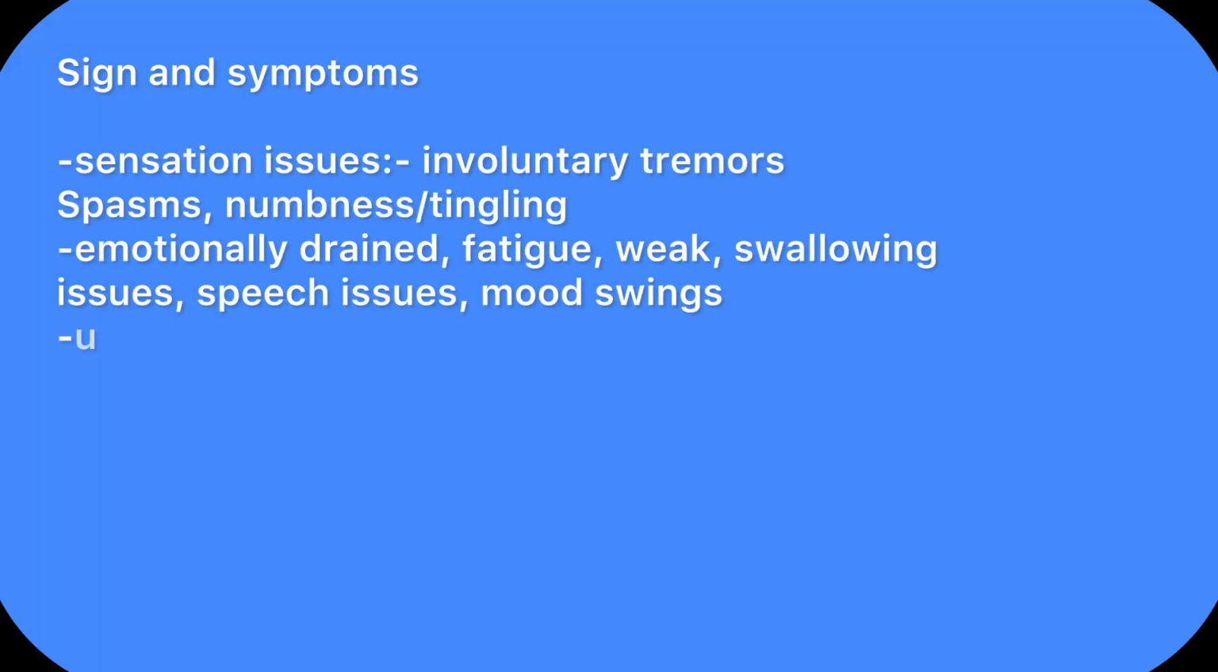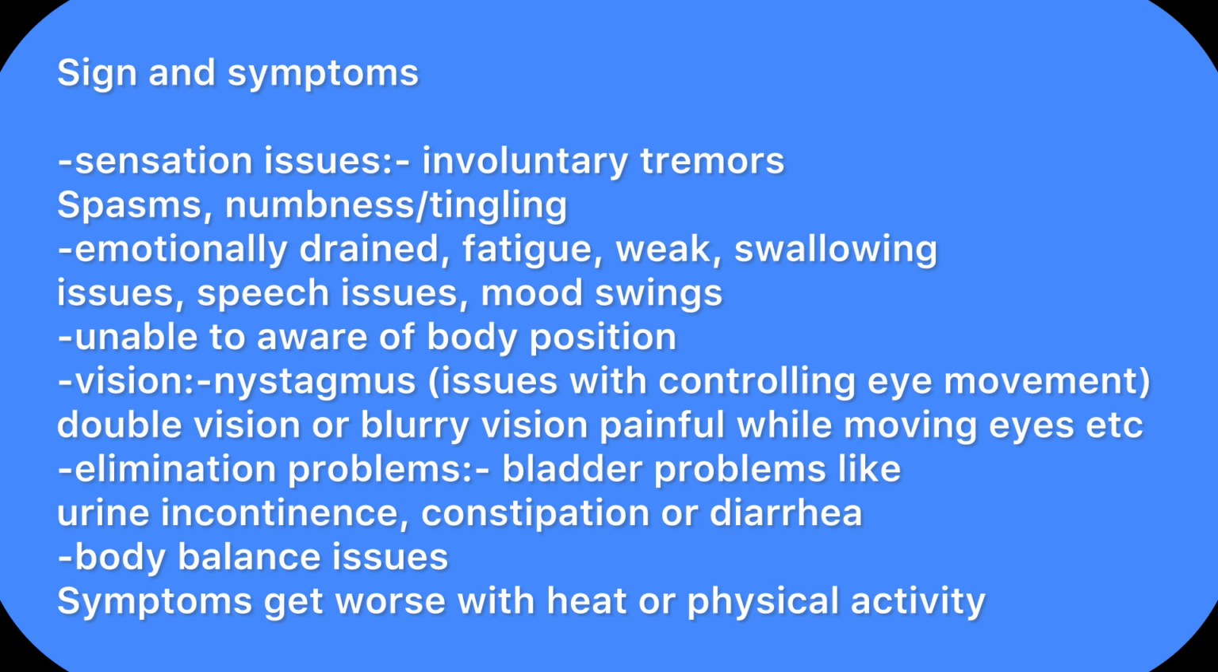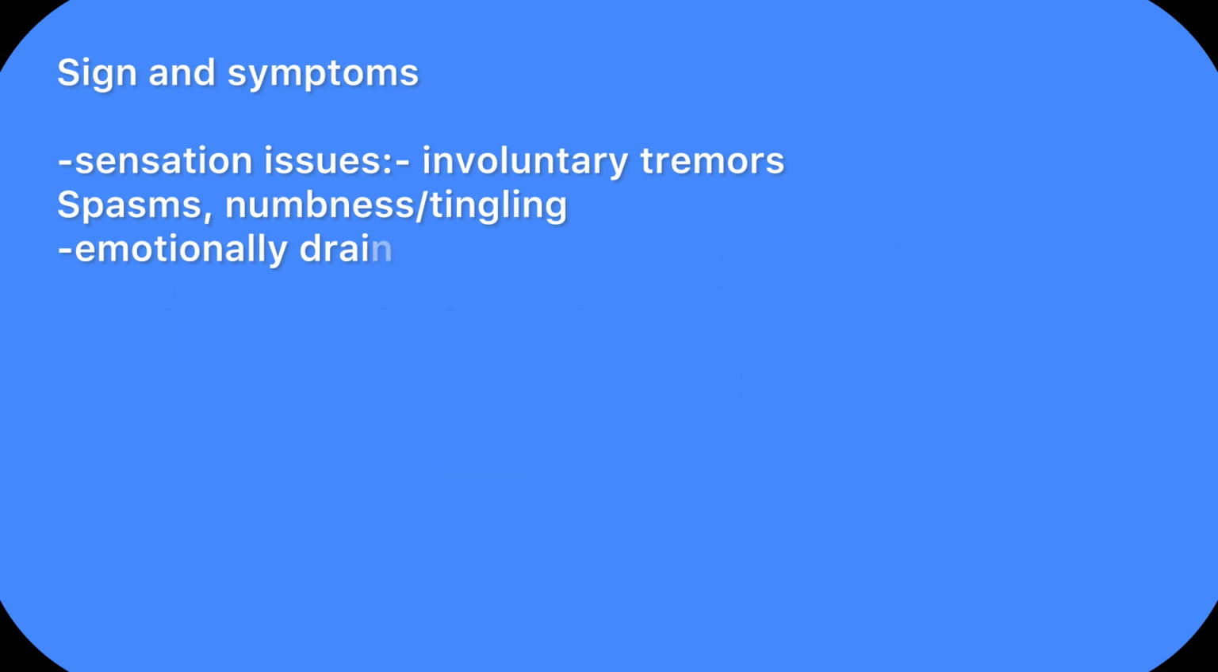Patients with multiple sclerosis feel sensation issues like involuntary tremor, spasm, numbness, tingling, emotionally drained, fatigue, weakness, swallowing issues, speech issues, mood swings, being unaware of one's body position, and vision problems like nystagmus, issues with controlling eye movement, double vision, blurry vision, and pain while moving the eyes. There are elimination problems because the nerves that control the bowel and bladder are affected. The patient may feel either constipation or diarrhea, and in this condition the symptoms get worse with heat and physical activity. This is the tip you must know for the NCLEX on this topic.